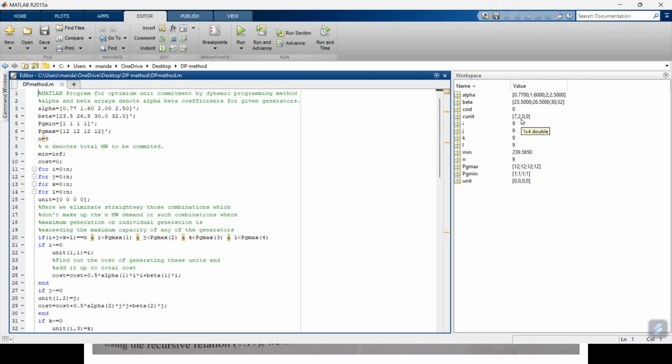So I hope the concept is clear. Again I repeat, in this video we have discussed the concept of unit commitment, then different methods for unit commitment, then we tried to understand the dynamic programming method of unit commitment in detail, and the numerical from the Nagraj Kothari book we have simulated with the help of the MATLAB software. I hope this video is helpful for you.